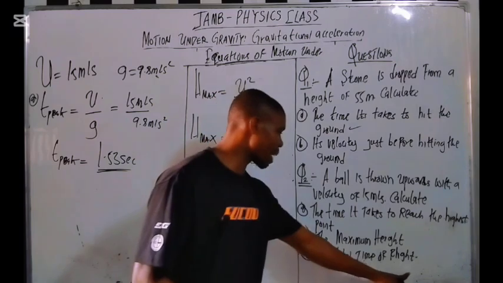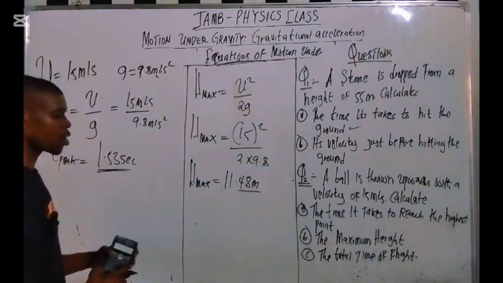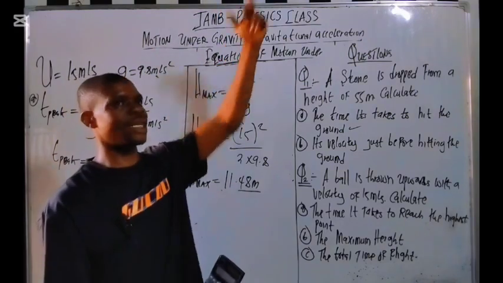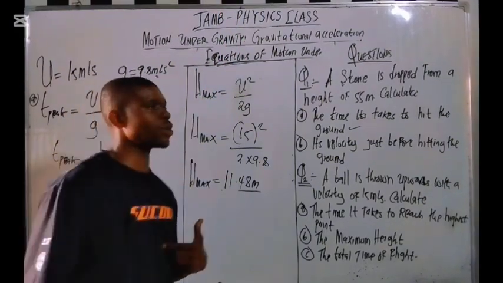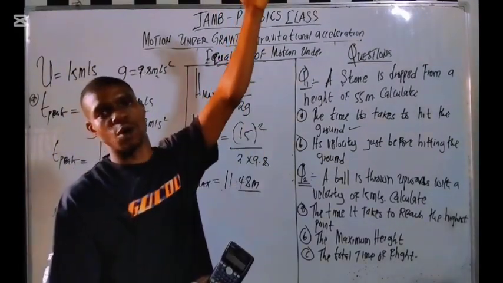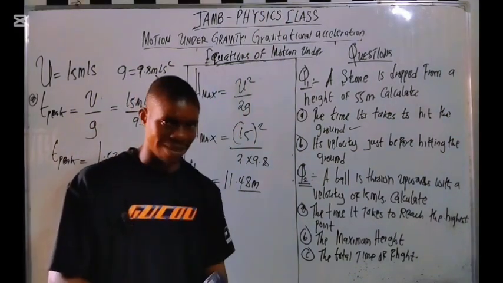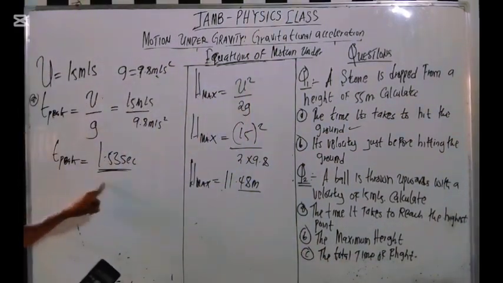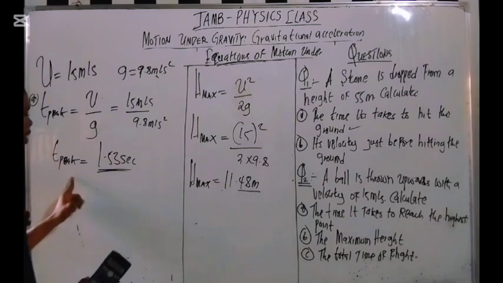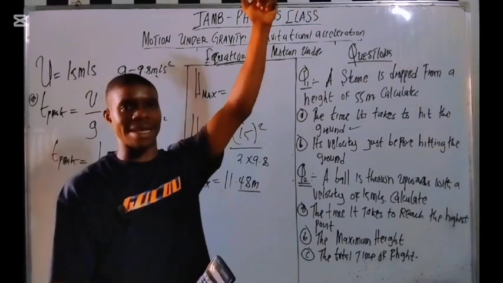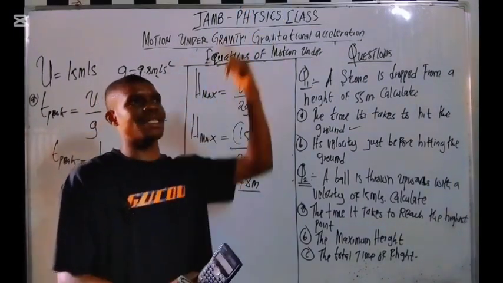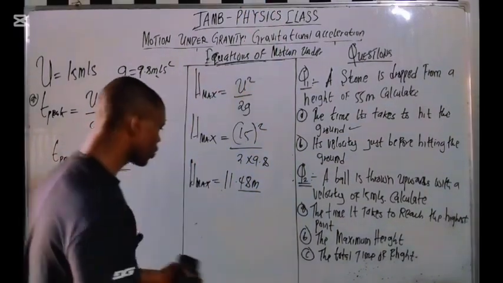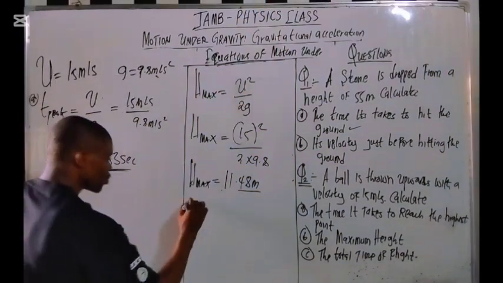Now, the total time of flight. Remember, when we talk about total time of flight, the time to go up and the time to come down are the same. So if it takes 2 seconds to go up, it's also going to be 2 seconds to fall down. So the total time of flight is going to be 2 times T peak, the time it takes to reach maximum height. That is also the time it's going to take to fall down. Hope you understand.